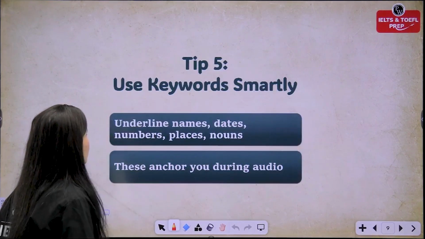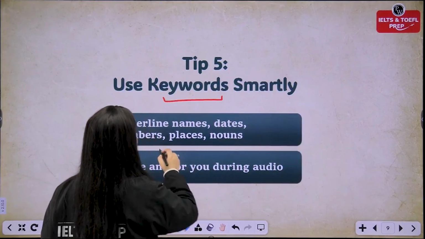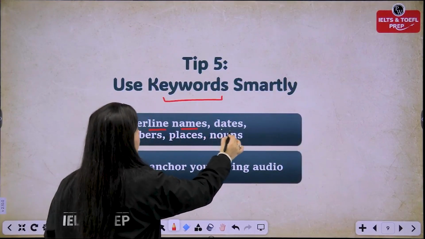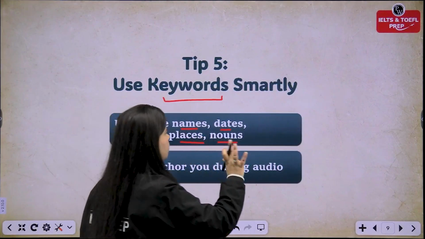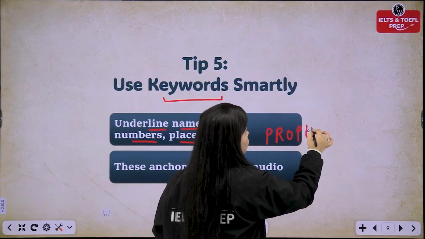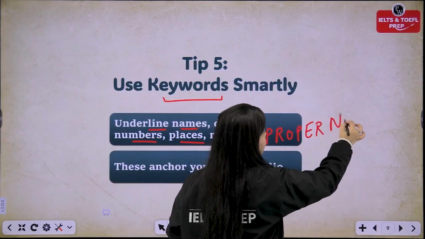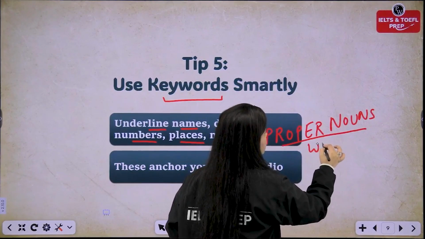Moving on, tip number 5, use keywords smartly. While reading, underline names, dates, numbers, places, nouns, and I absolutely mean it, especially proper nouns. Proper nouns are those nouns which work as names. So for example, let's say Wednesday, this is a proper noun.